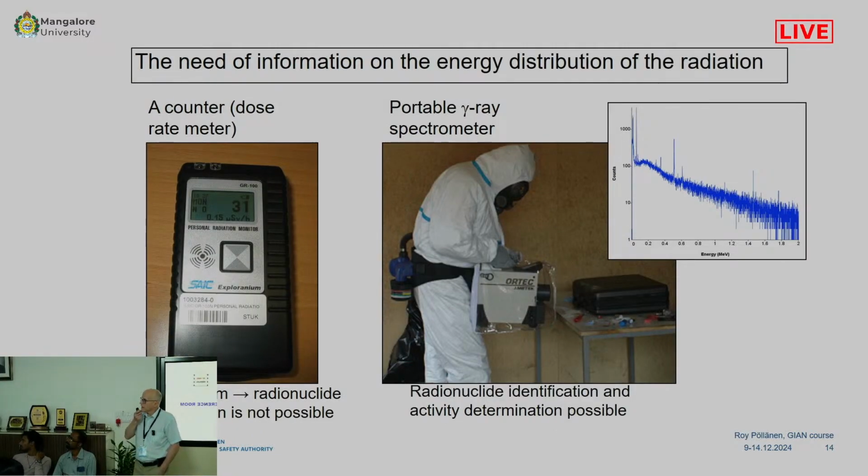And finally, if you have to select between a counter and a spectrometer, in the case of a spectrometer, you get a spectrum out. However, in the case of a counter, you just put all the signals together, but you cannot identify the nuclides by using a counter in normal cases.